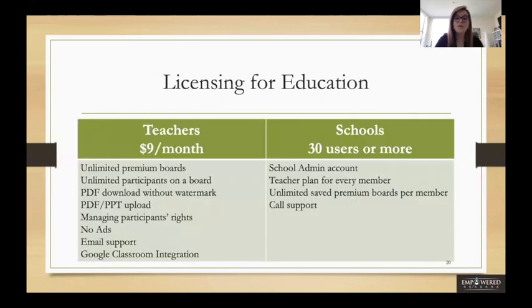Just a little bit more information about AWW app, if you're interested in using it: it does have a nominal fee. So there is a free option, or you can do a licensed option. If you're in education, if you're a teacher or you're working as a school, you can get it for $9 a month as a single teacher. And then there's some different quoting going on if you're a school of 30 users or more. But here it talks about all those different pieces you get with that.